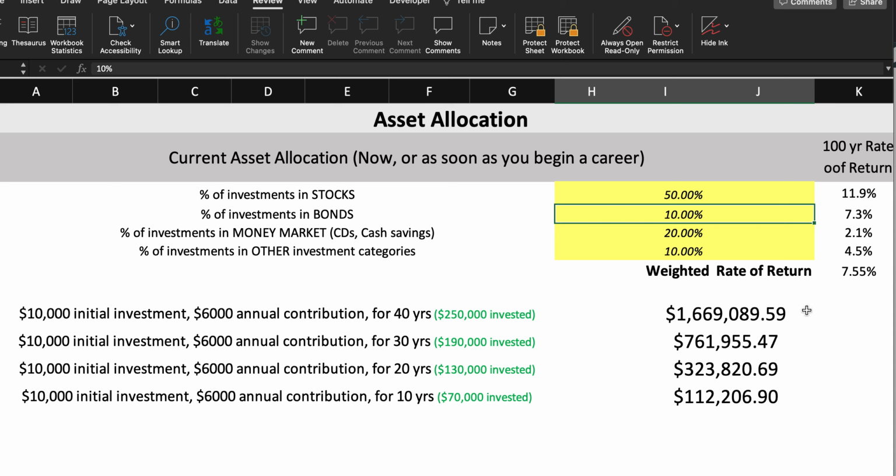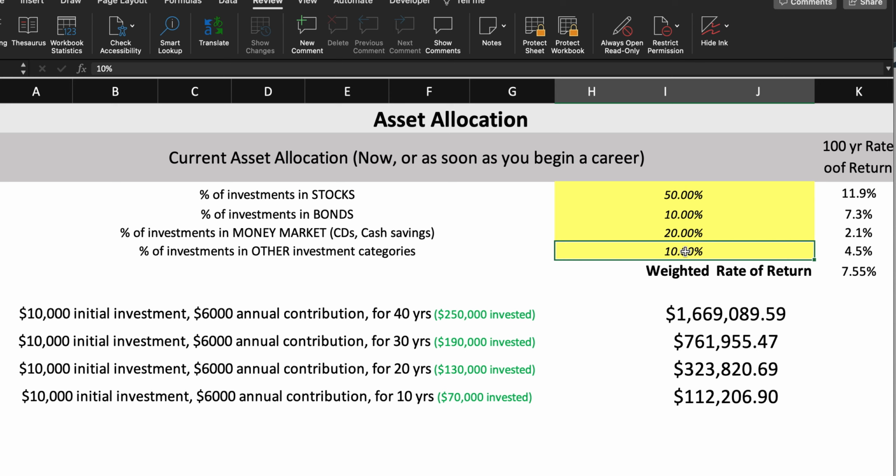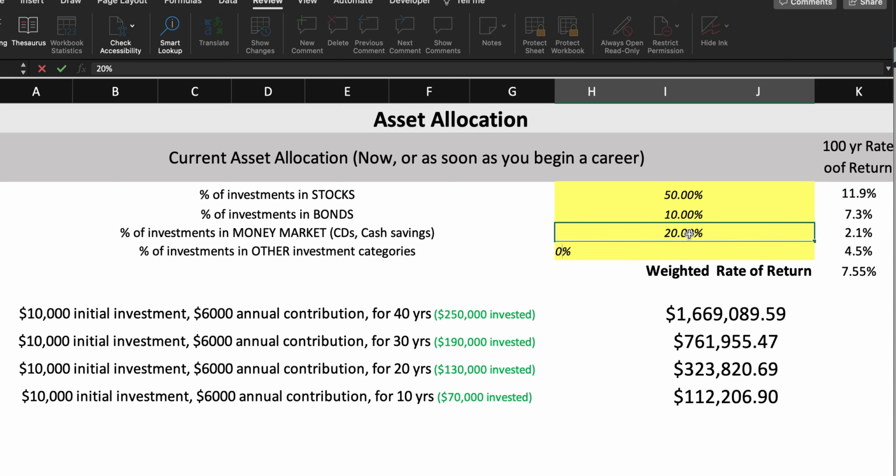So when you think about your asset allocation and how much of that you want to go to stocks, bonds, money market, if you're young, you want most of it to go to stocks. Let me show you what my allocation is, just so you can get an idea.